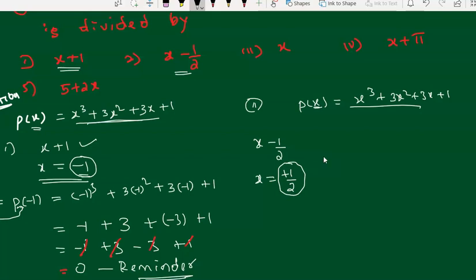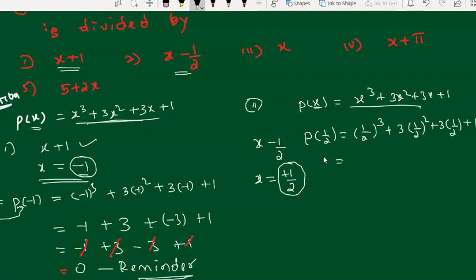Okay, let's find out that. Sorry for the interference. 1 by 2 whole cube plus 3 into 1 by 2 whole square plus 3 into 1 by 2 plus 1.